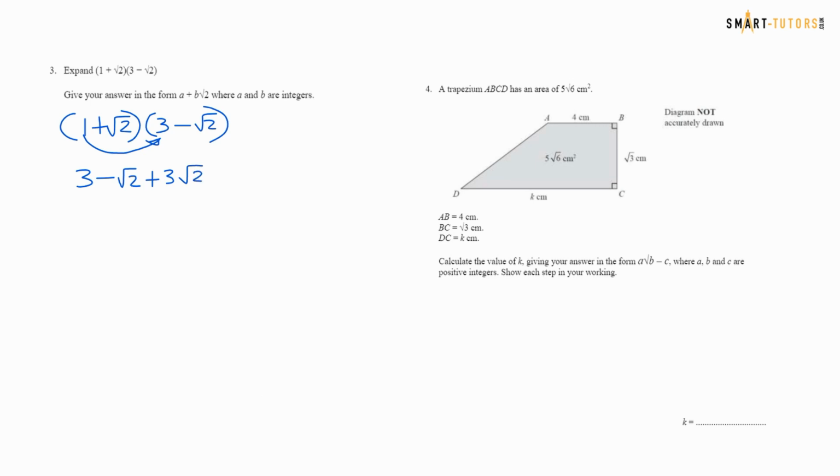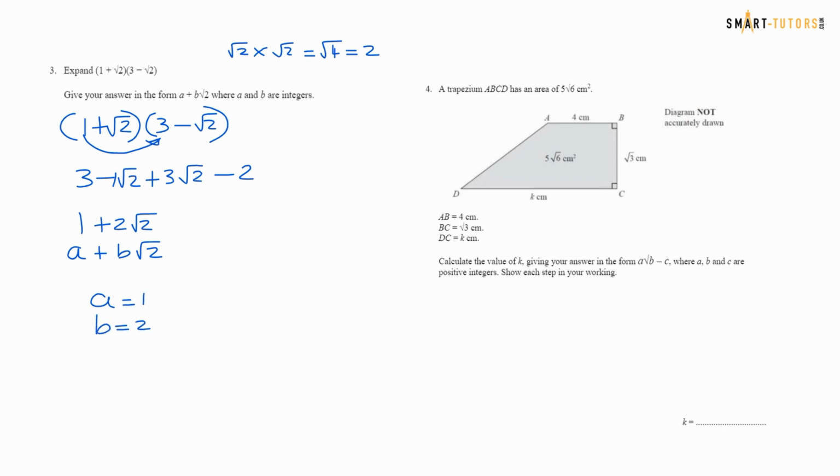Then plus times minus is minus. Root 2 times root 2 is root 4. So careful, root 2 times root 2 is root 4, which we know is 2. So 2 here. So 3 take away 2 is 1. And here 3 root 2 take away 1 of the root 2 is 2 root 2. So 1 plus 2 root 2, which is in a plus b root 2 format. So a equals 1 and b equals 2.